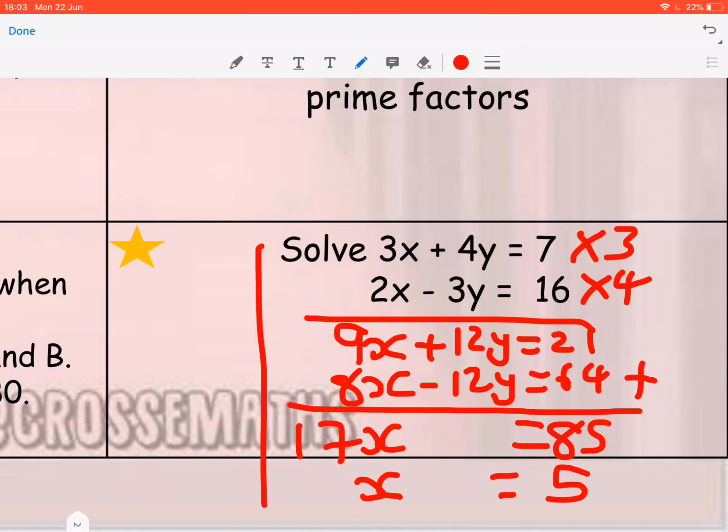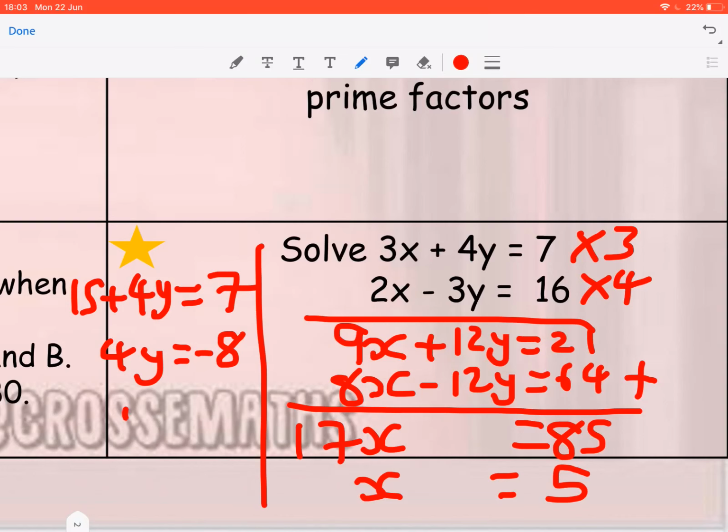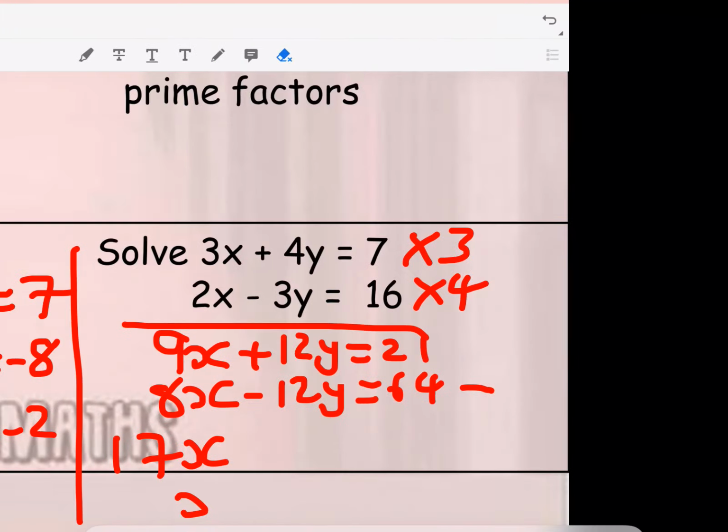Now once I know that, I'm going to substitute it back into the top one. 3x plus 4y equals 7. Okay, 3 lots of x is 15, so I can write 15 plus 4y equals 7. I'm going to take 15 away from both sides, so I end up with 4y equals negative 8. If I divide through by 4, y equals negative 2. Final one, job done.